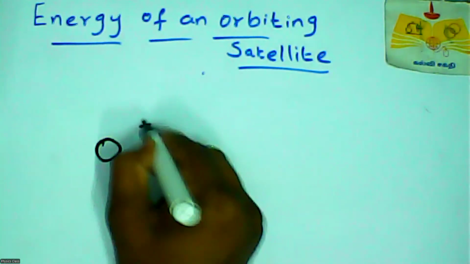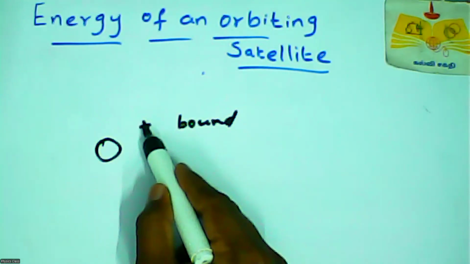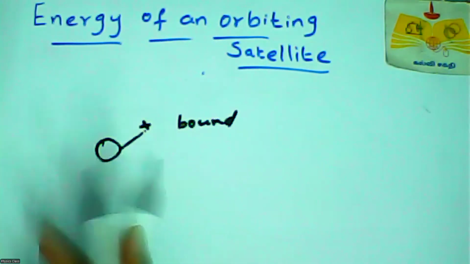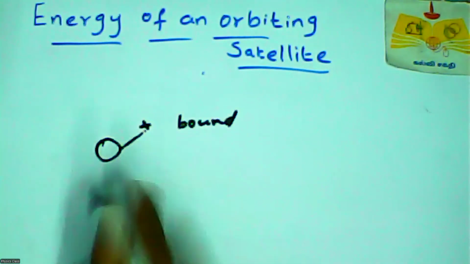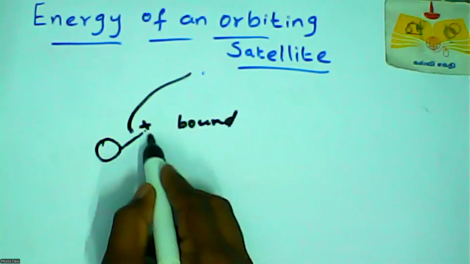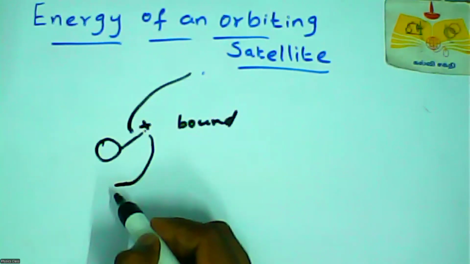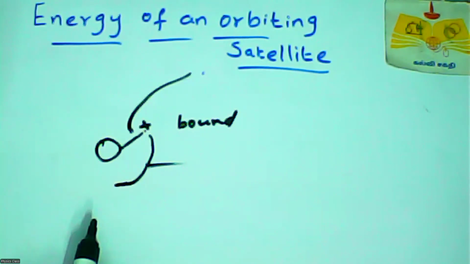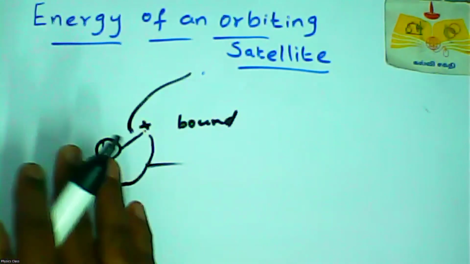So here is the Earth, and here is the satellite. Bound means the satellite is gravitationally attracted to the Earth, and it requires an external input of energy to escape from that orbit. So the satellite goes in that orbit like that, gravitationally attracted to the Earth. It requires an external input of energy to escape from that orbit.